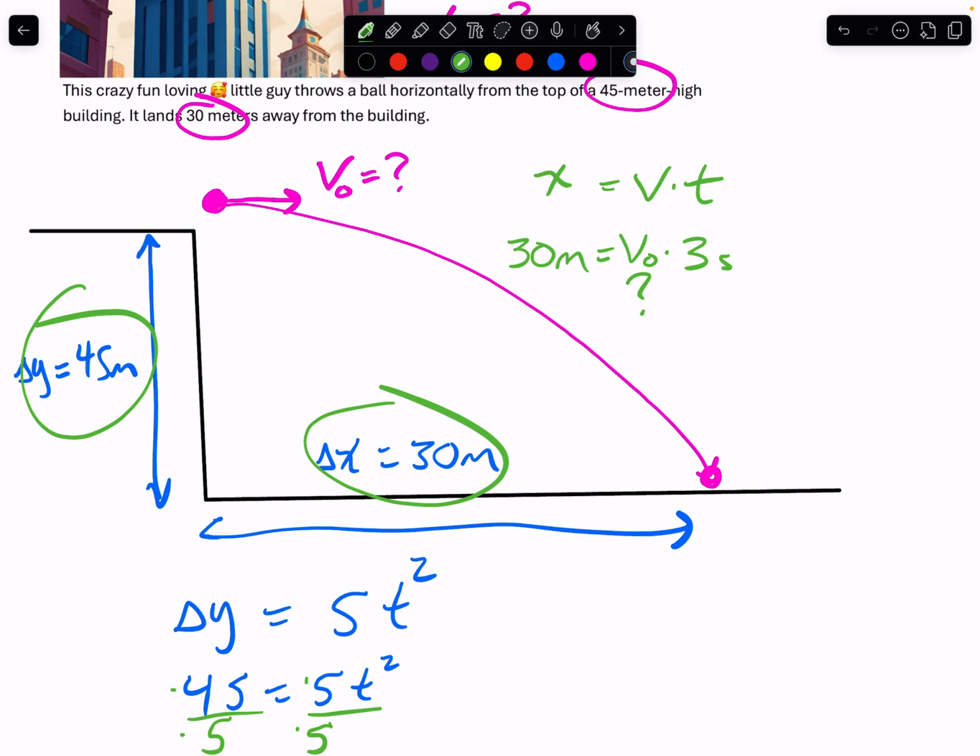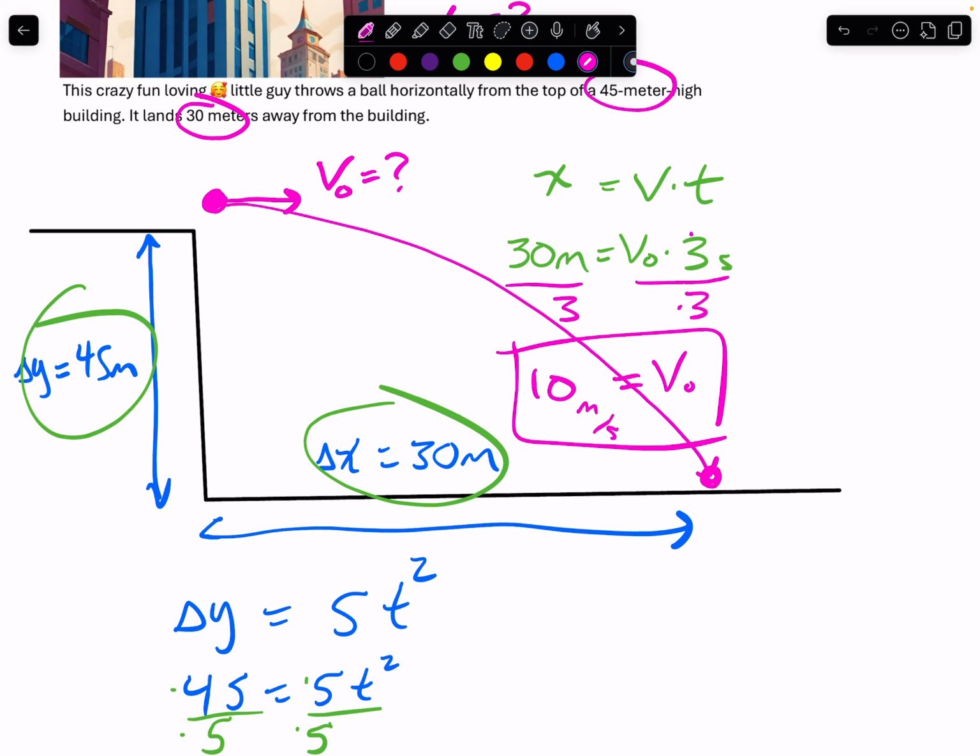What number do you multiply 3 by to get 30? Some of you are going to say, oh, wait, let me think about that. It's 10. Yeah, 10 times 3 is 30. If you're not sure about that, that's okay. We can divide. You can do this algebraically. Divide both sides by 3 to get rid of the 3 here. Algebra to the rescue. So 30 divided by 3 is 10. And 3 divided by 3 is 1. So V naught is 10, and the dimensions are meters per second. So V naught in this problem is 10 meters per second.